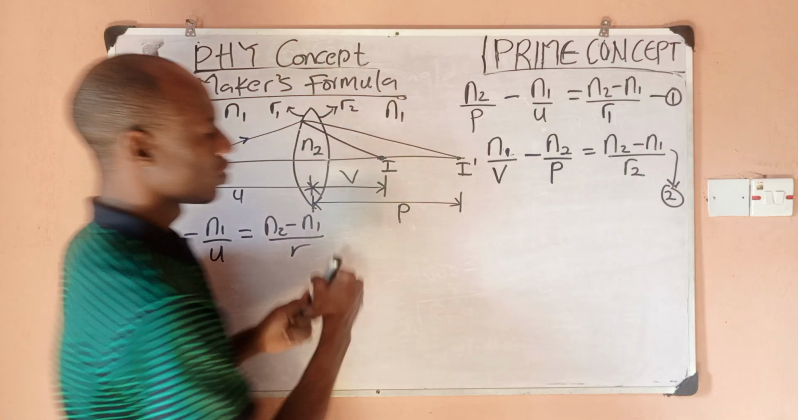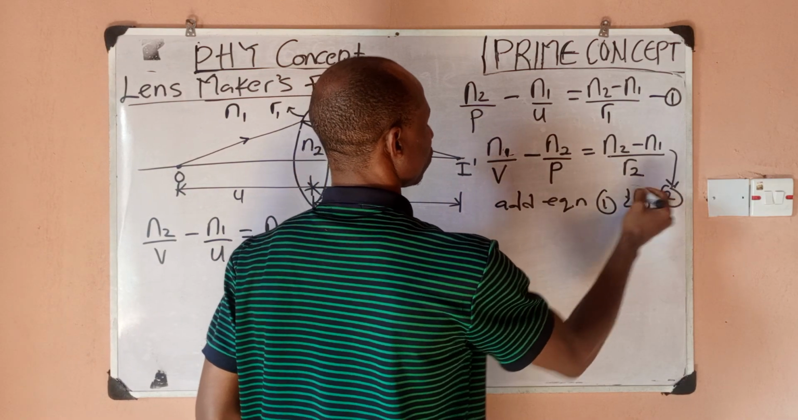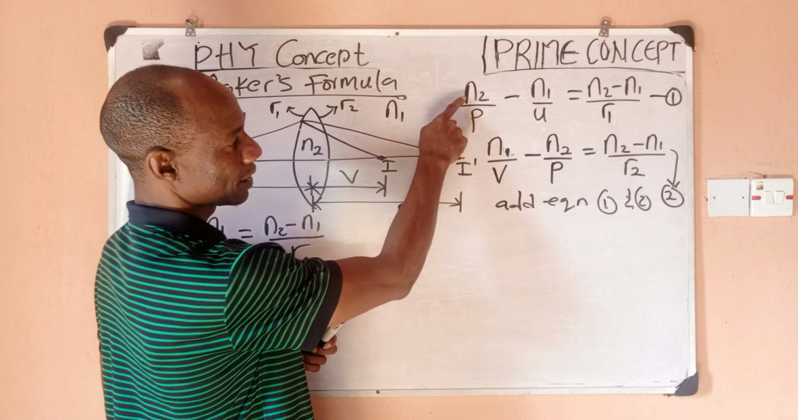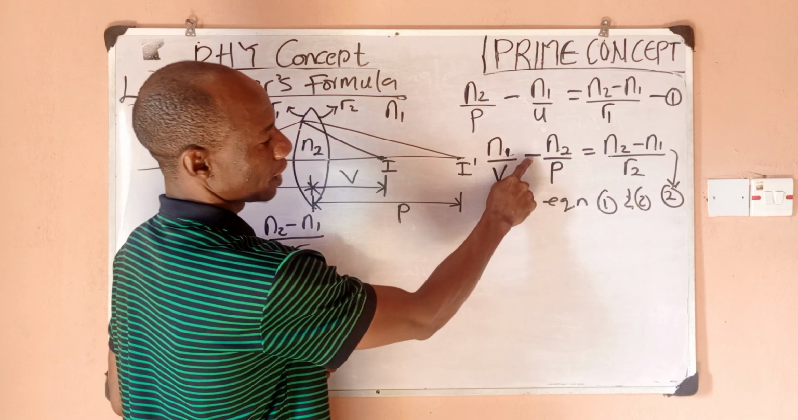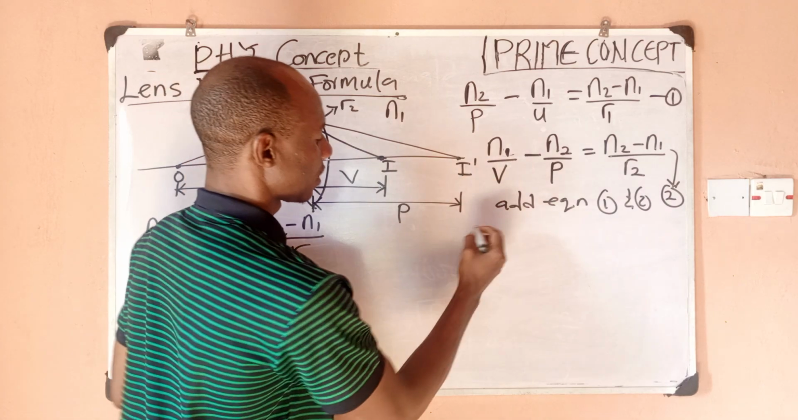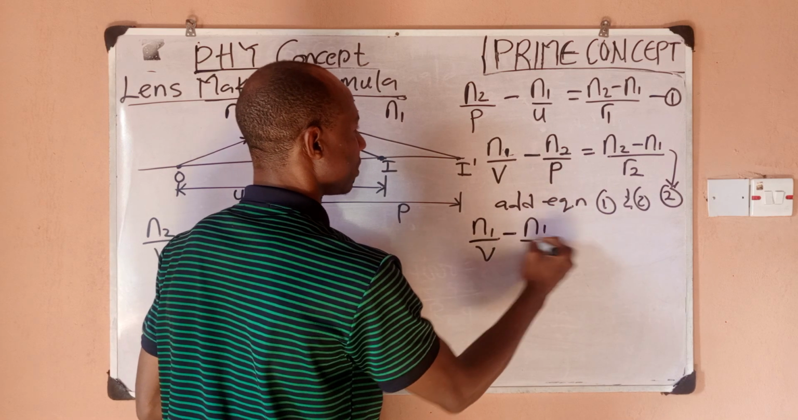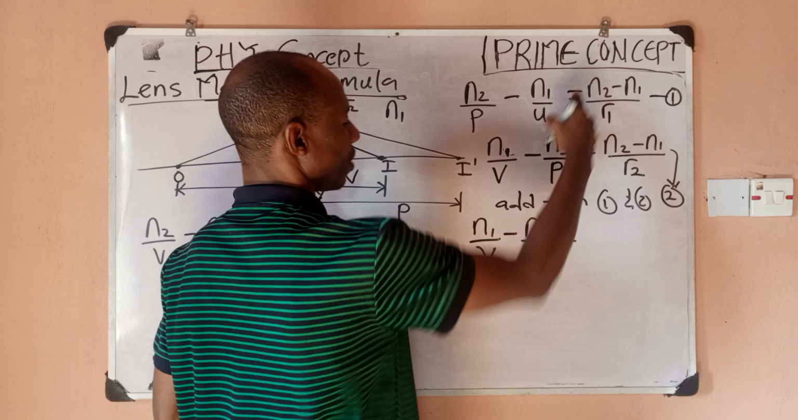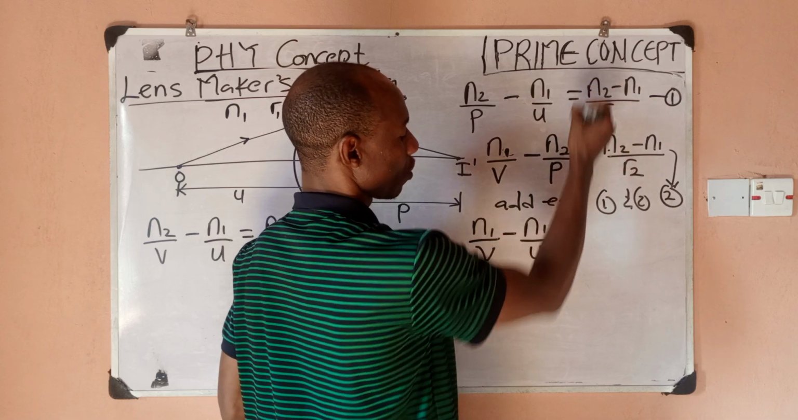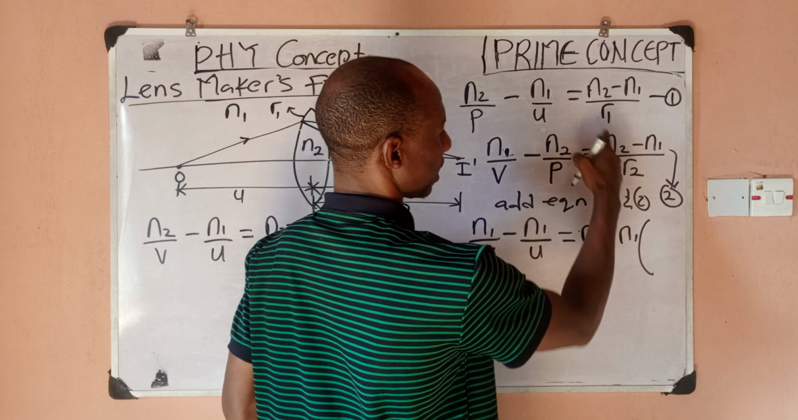Now what I'm going to do is add equation 1 and 2. If I add up these two equations, you will clearly see that N2 over P and minus N2 over P would fizzle out, right? And I'll be left with N1 over V minus N1 over U. If I add these two, you notice that these numerators are common, so I'll bring them out. N2 minus N1 is common, and I would have what now?